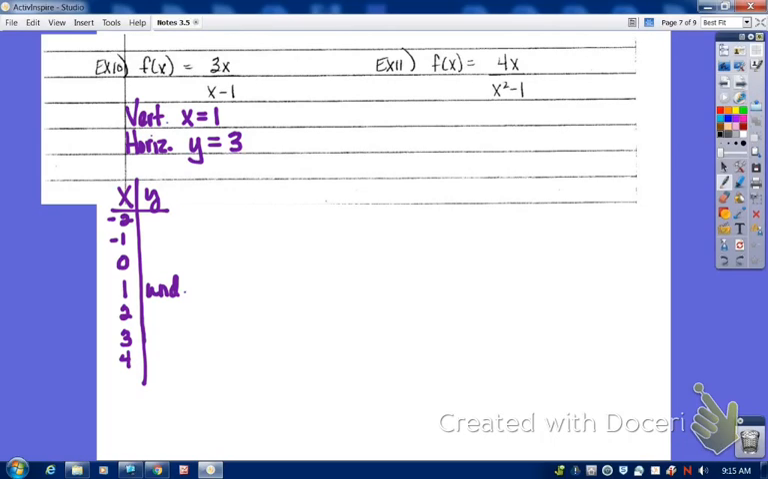Now you're going to have to plug these values in. You can either use your calculator. This one's not too bad. So if x is -2, 3 times -2 is -6, and then I have to put a -2 in the bottom, that's going to give me a -3, right?